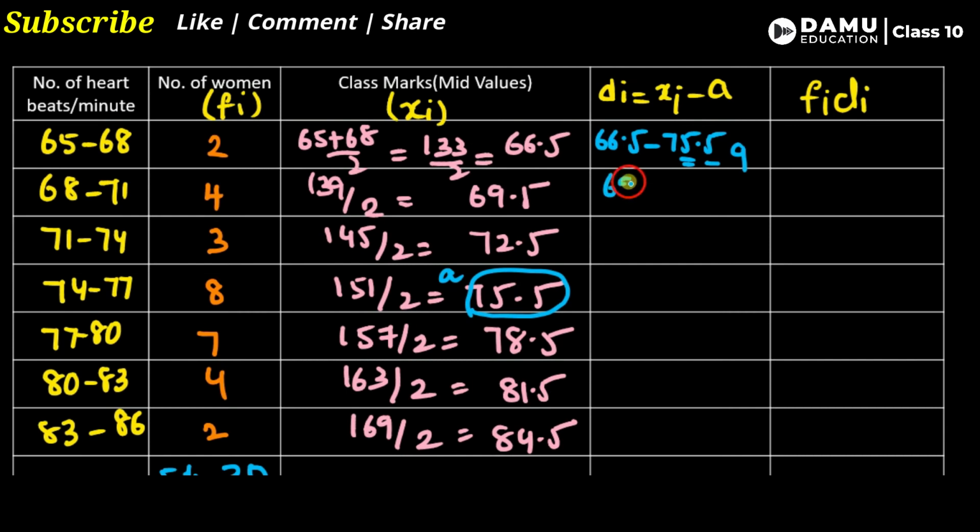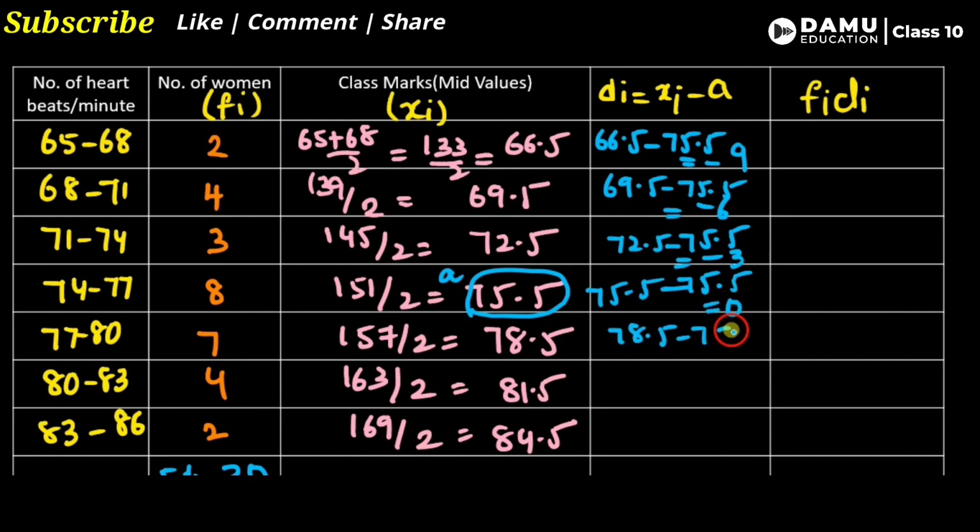Then 69.5 minus 75.5, what value will we get? We will get minus 6. Then here 72.5 minus 75.5, we will get minus 3. So like this we need to find it. 75.5 minus 75.5, we will get 0. Then 78.5 minus 75.5, we will get 3.